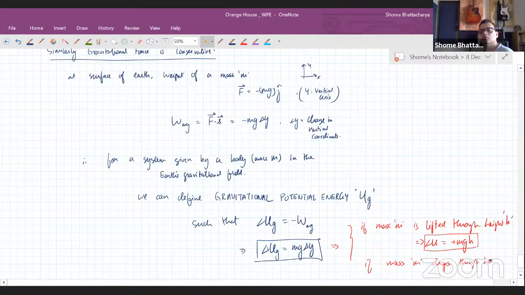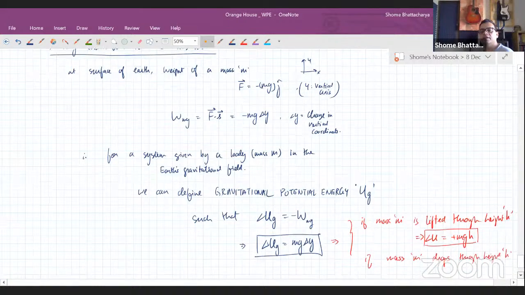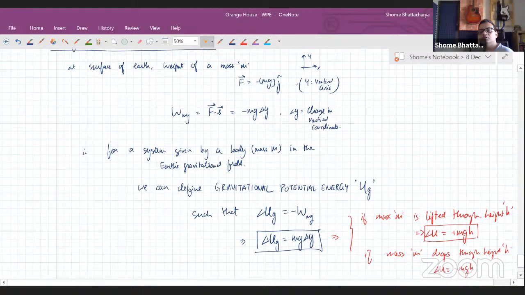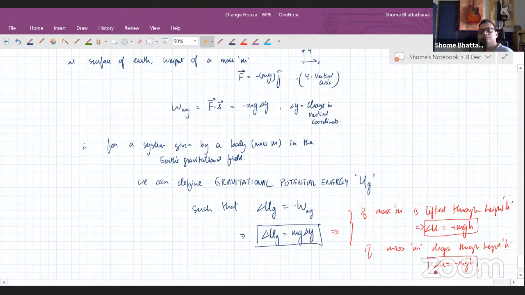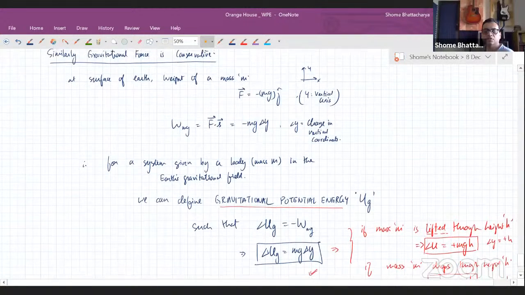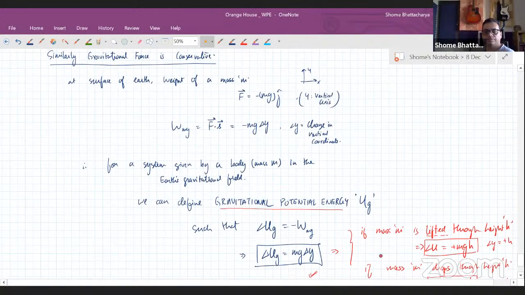it falls through a height h, then delta U will become minus mgh, because the change in y coordinate will be negative of h. In this case, the change in the y coordinate is positive of h because it is lifted through this height, whereas in this case delta y will be minus of h because it is dropping through height h. So the gravitational potential energy changes for a system consisting of the mass of the body and the gravitational field of the earth by a very simple formula given by this. Just make a note of this formula, people.